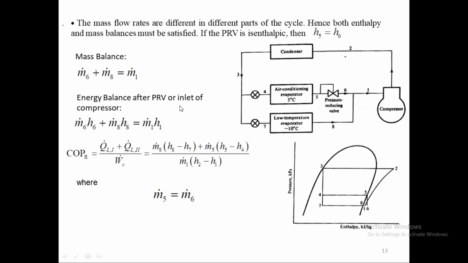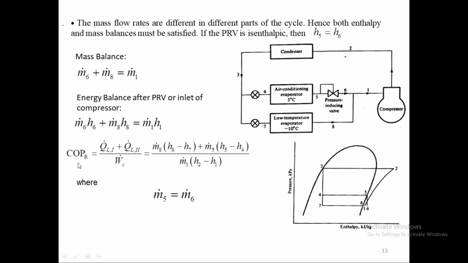So we are doing energy balance after the PRV at this point. What is flowing in are M dot 8 and M dot 6 multiplied by their respective enthalpies, and what is leaving this point is M dot 1 multiplied by its enthalpy. So that's the energy balance at a point after the PRV.